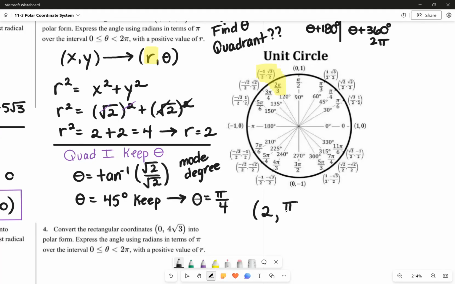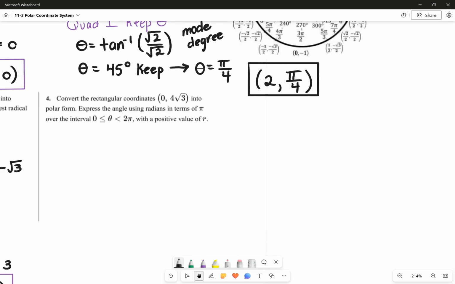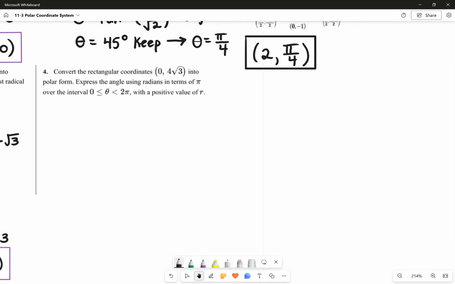My theta was pi over 4. And this is your polar coordinates. So go ahead and pause, and I would like you to try this last one. Or actually, you know what? I changed my mind. I forgot that this one was a little bit different. I wanted to bring this to y'all's attention.